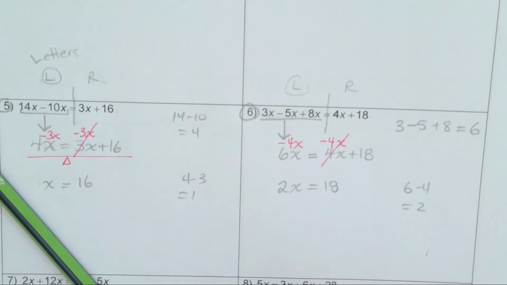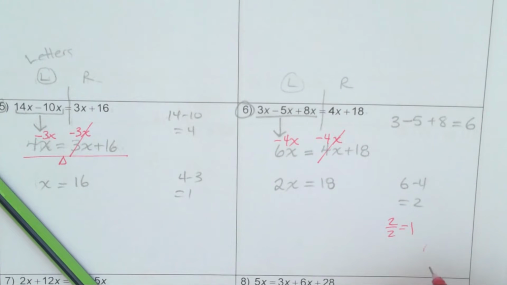Then I say, ooh, who's my best friend, 2 or 18? 2, because it's close to the x, so I have to get rid of that 2. So I use that fraction, same over same equals 1. That's how I get rid of the 2.